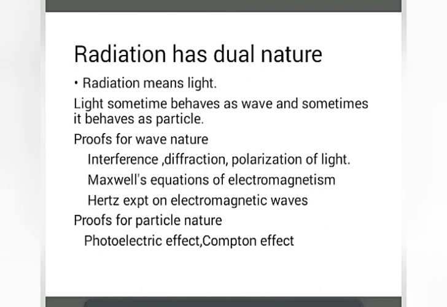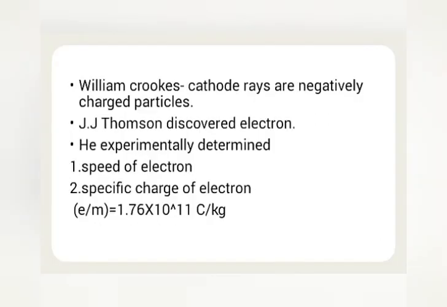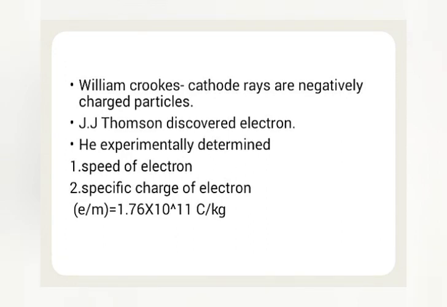In 1819, William Crookes suggested that cathode rays are a stream of negatively charged particles. Later, in 1897, J.J. Thomson experimentally confirmed this fact. Means he experimentally confirmed that cathode rays are a stream of negatively charged particles, and he named these particles as electrons. So electrons are negatively charged particles.